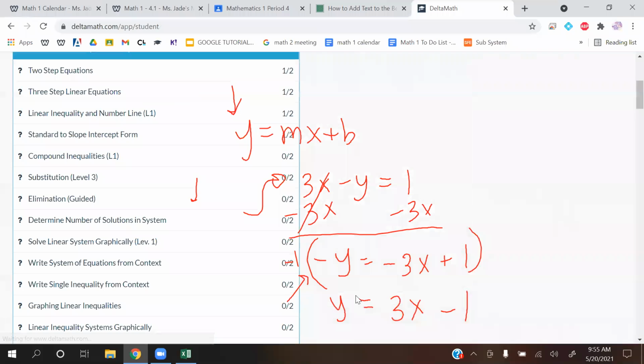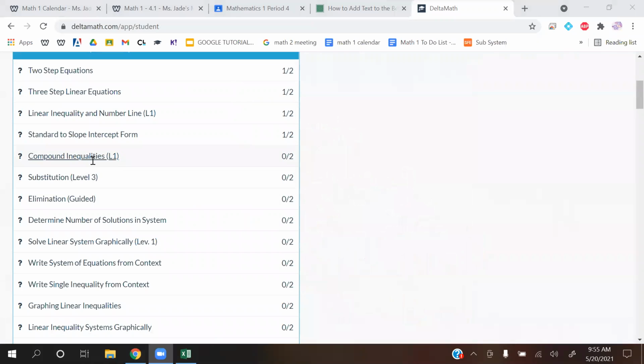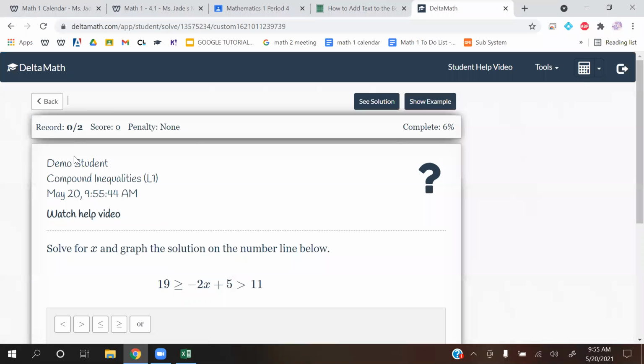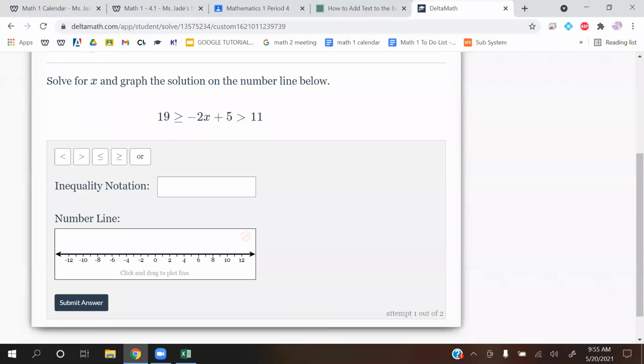All right, let's go to the next category. Compound inequalities right here. Okay, solve for x and graph the solution on the number line below. So let me write this out again because space. Okay, so I just rewrote it. Now let's get x by itself.